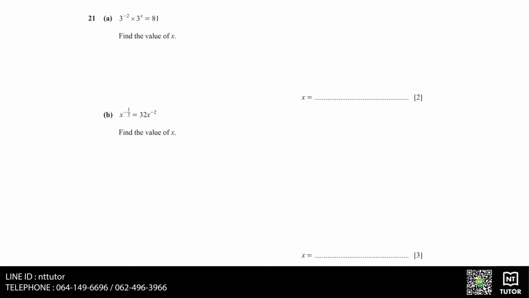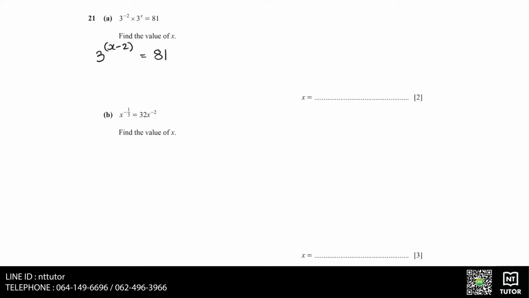A. 3 to the power of minus 2 multiplied by 3 to the power of x equals 81. Find the value of x. Using the rules of indices, you can combine or simplify the left-hand side of the equation because you have 3 to the power of something multiplied by 3 to the power of something. So you can add the powers together and it becomes 3 to the power of x minus 2 equals 81.